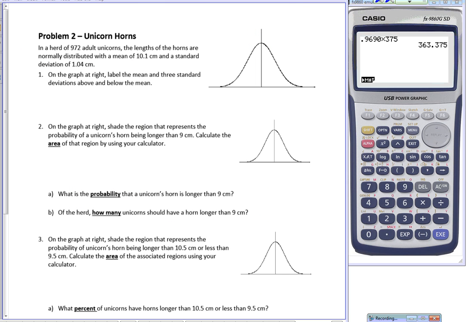Okay, so the second problem is about unicorn horns. We've got a herd of 972 adult unicorns, and the lengths of the horns are normally distributed. We have a mean of 10.1 and a standard deviation of 1.04. And we're going to label this graph just like we normally would.